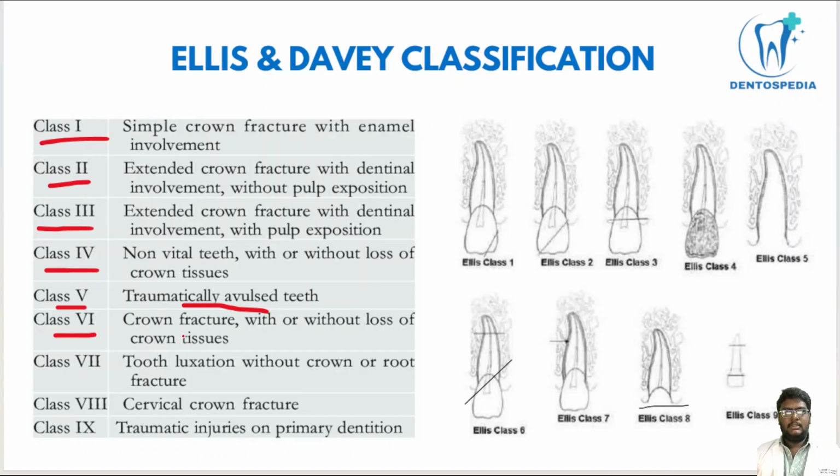In class 6, we might see either crown fracture or root fracture. It is kind of a complicated one. In class 7, there is a tooth luxation injury without crown or root fracture. In class 8, there is a fracture of the crown at the cervical region. In class 9, it is related to the traumatic injuries of primary dentition. So this is Ellis-Davey classification.